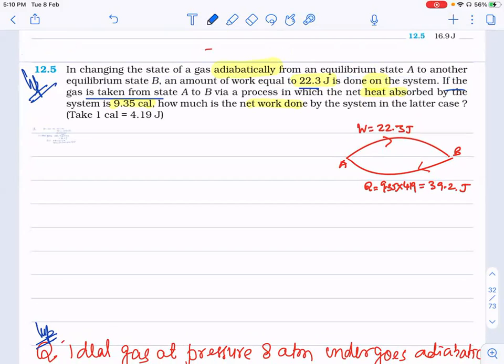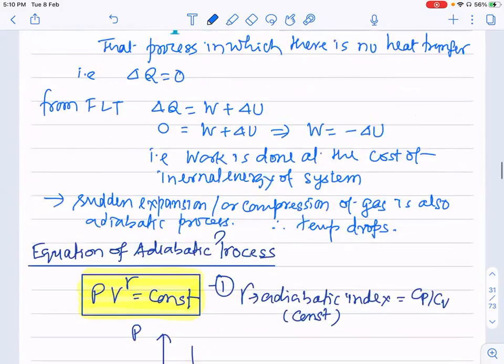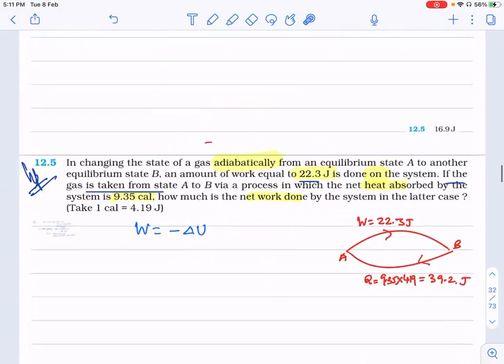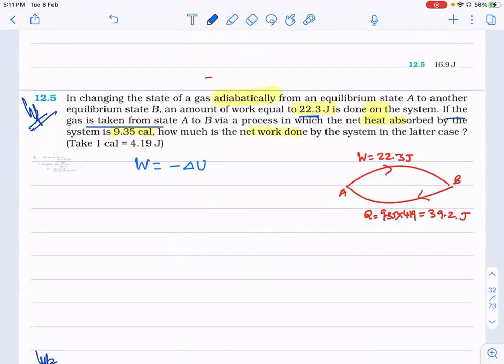So we just saw the equation: work done is equal to change of internal energy in the adiabatic process, because heat transfer is 0. So we can use this relation between work done and change of internal energy. Work is done on the system, which means minus. So minus 22.3 joules is equal to minus delta U. So the change of internal energy we are getting is 22.3 joules. That much is the change in its internal energy.